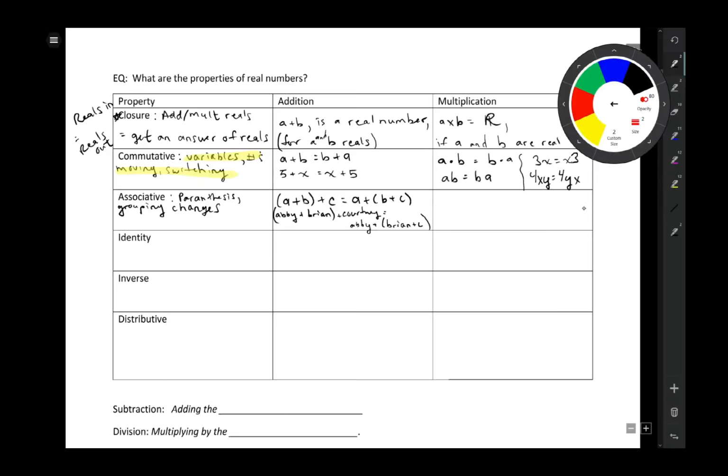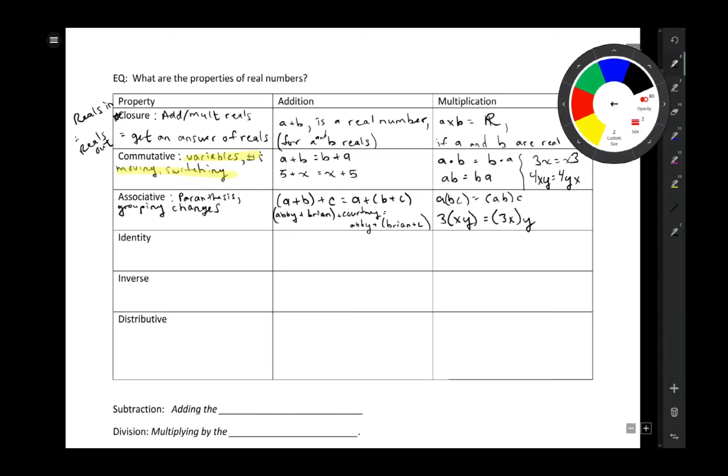Again, multiplication, A, B, C. Parentheses are oftentimes, or grouping signs, what give it away. A times B times C is the same thing as first grouping, A times B times C. So 3xy equals, we'll say, 3xy.